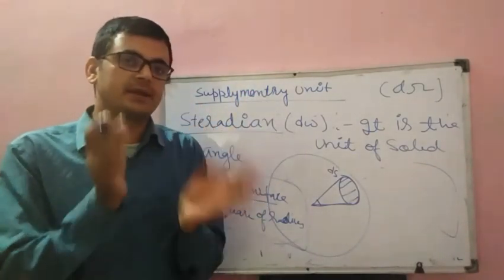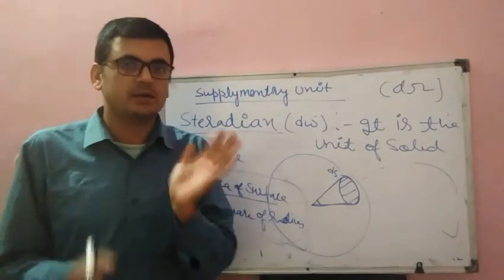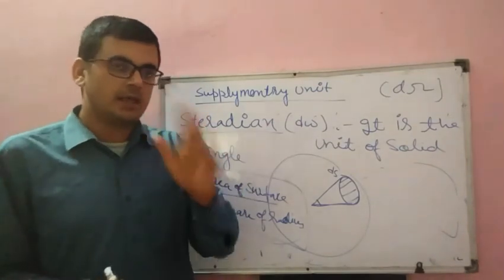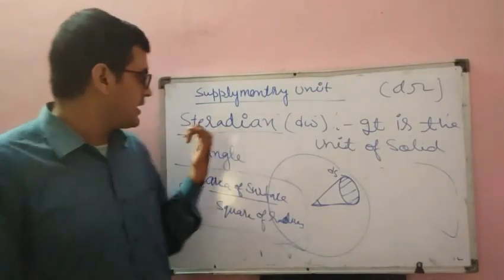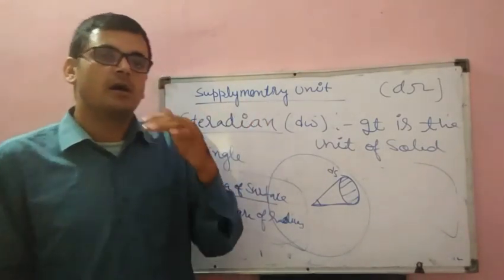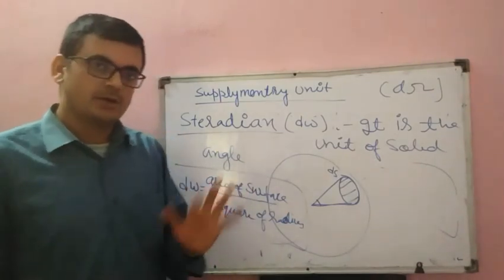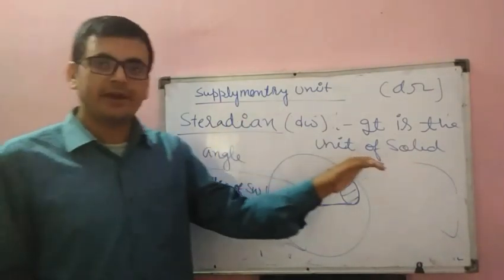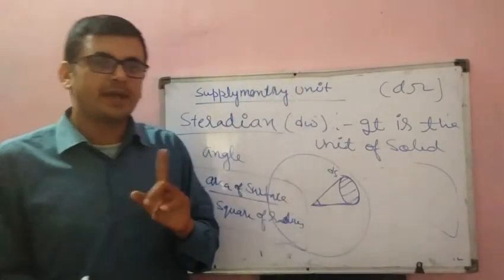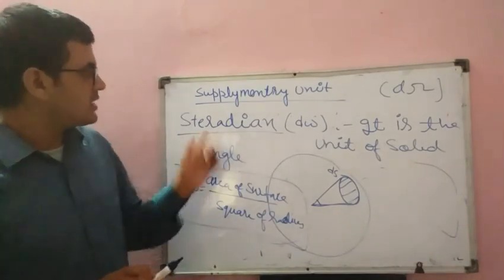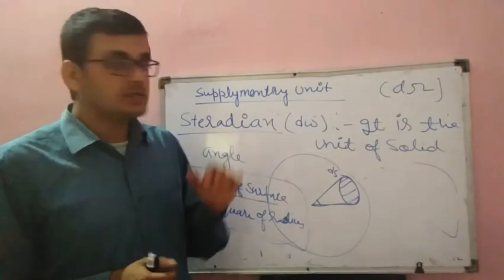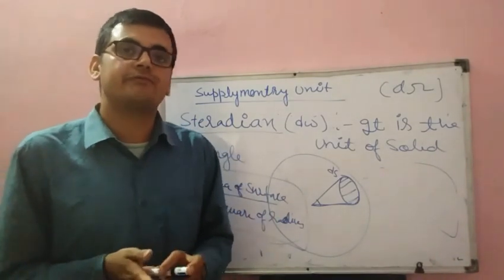I am summarizing. Radian is arc over radius: the arc of the circle upon the radius of the circle, where the length of that arc is equal to the radius. And steradian is equal to the area of a small surface upon the square of the radius. Okay, and this is the unit of solid angle. In this case we will take a sphere, in that case we will take a circle. So students, these are the two definitions.